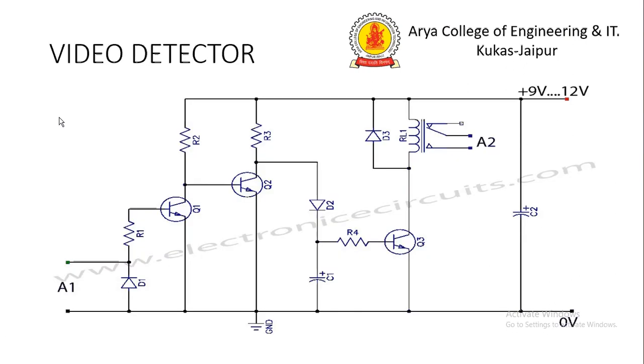This is the circuit diagram of the video detector. In this video detector, generally two active devices are used, transistor and diode, and passive devices, resistor and capacitor, are used. Basically, the diode is used in rectifier circuits, and the transistor is used in amplifier circuits. So this is the diode, which is used for rectifier circuits.